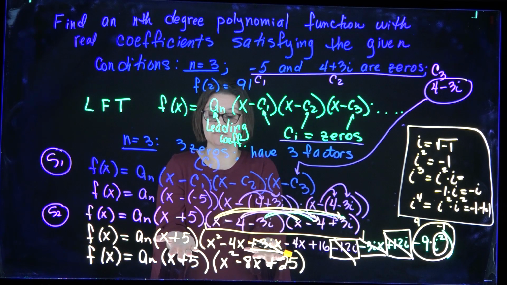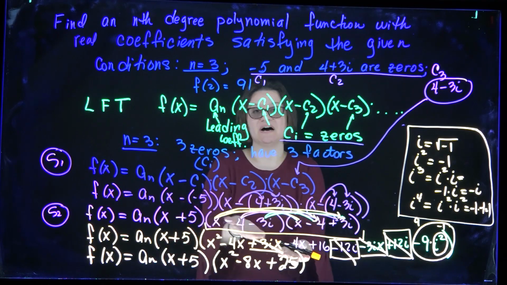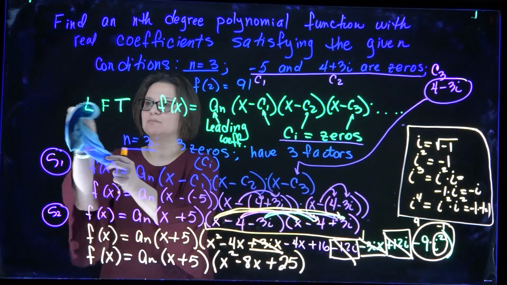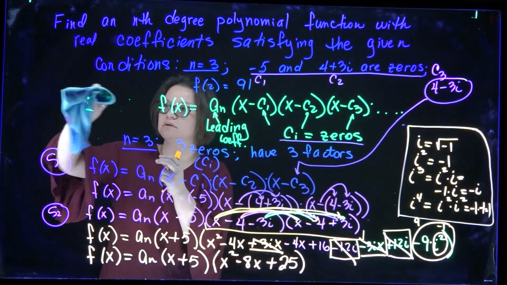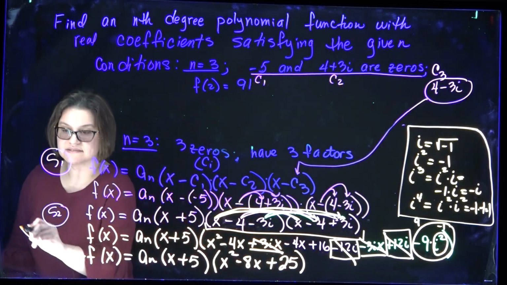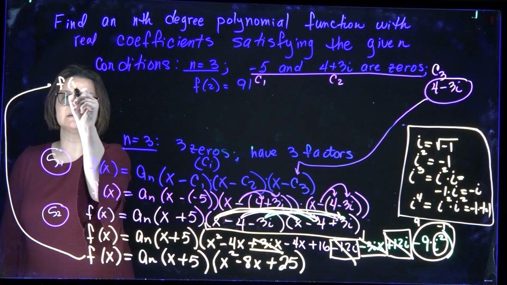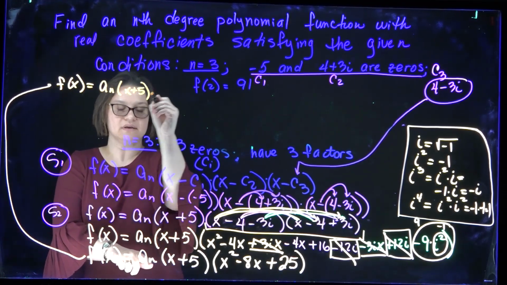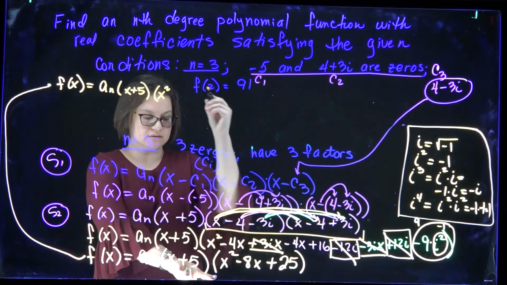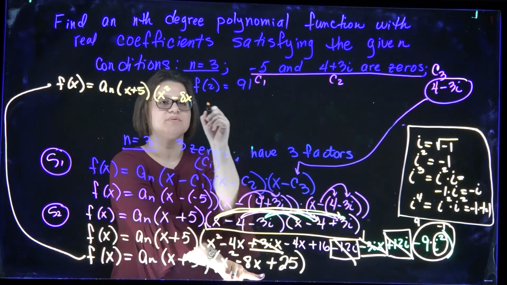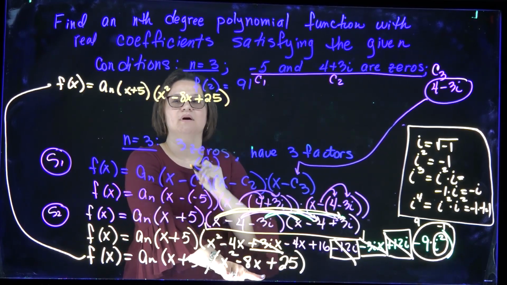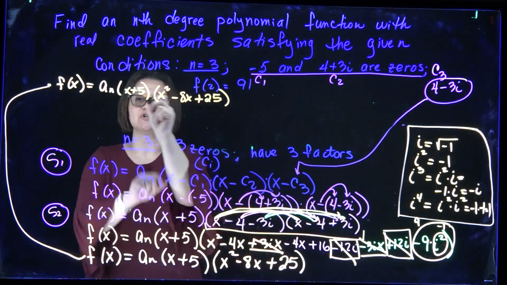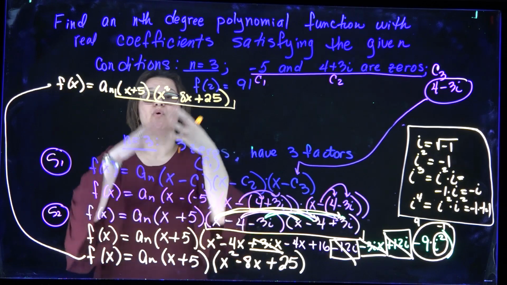But we're going to have to go further because you can distribute, you can simplify this problem a tiny bit more. I need a little bit more room, so if you don't mind, I'm going to erase my linear factorization theorem. Let me recopy this up here. f of x equals my leading coefficient times x plus 5. And then I'm going to multiply it by x squared minus 8x plus 25.